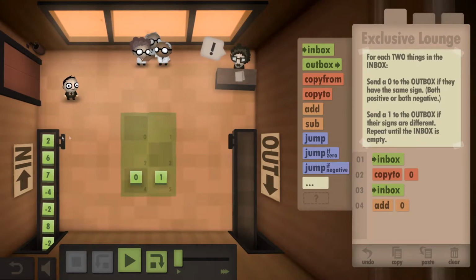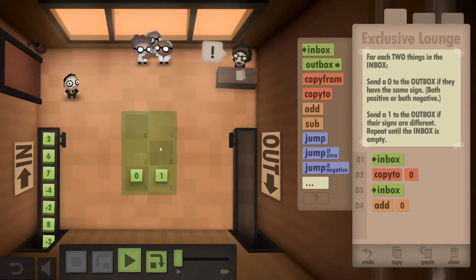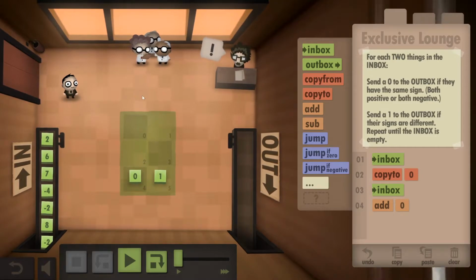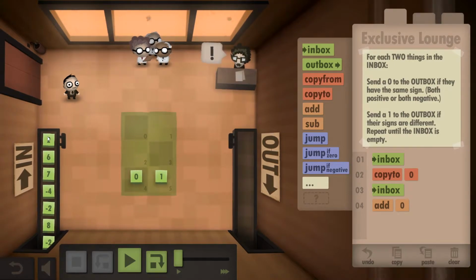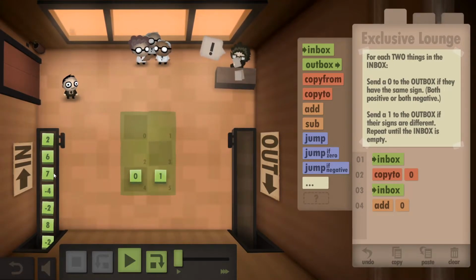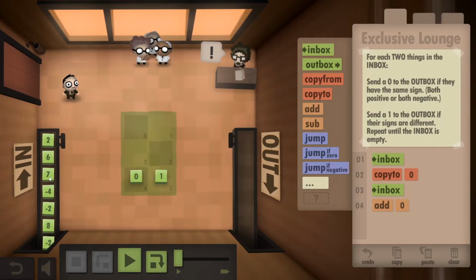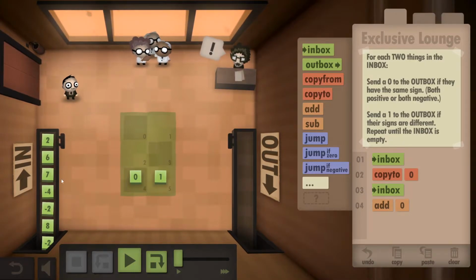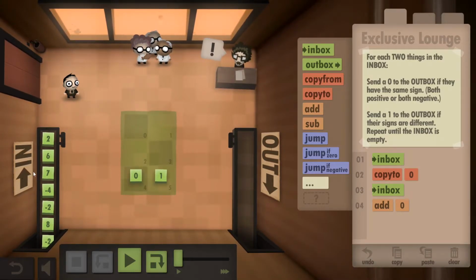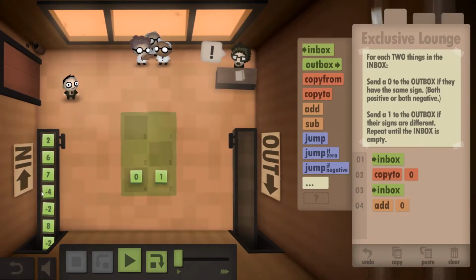Let's just look at 2 and 6 as an example. So we're going to store 2, we're going to add 6 to it and get 8. If we subtract 8 from either of these numbers, we'll end up with a negative number. But in this case, if we take 7, add negative 4 to it, we will get a 3. If we subtract 3 from 7, we end up with a bigger number. Same if we subtract negative 3 from negative 4, we end up with a bigger number, a negative 1.